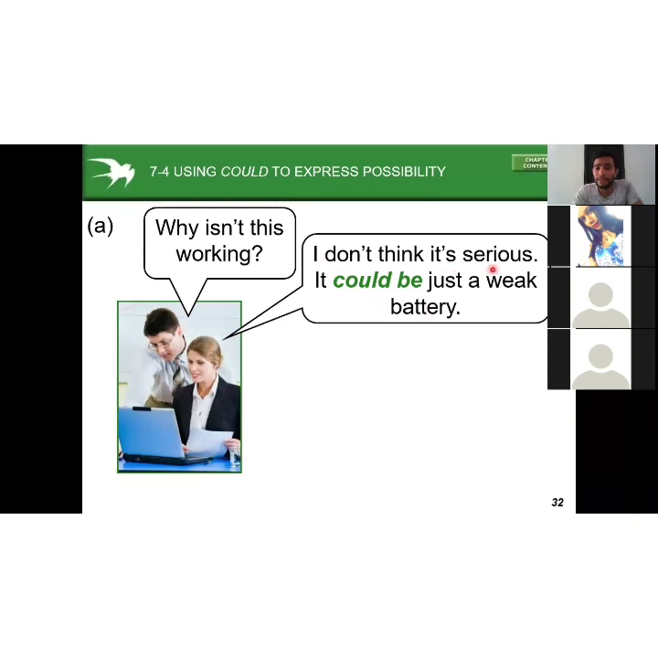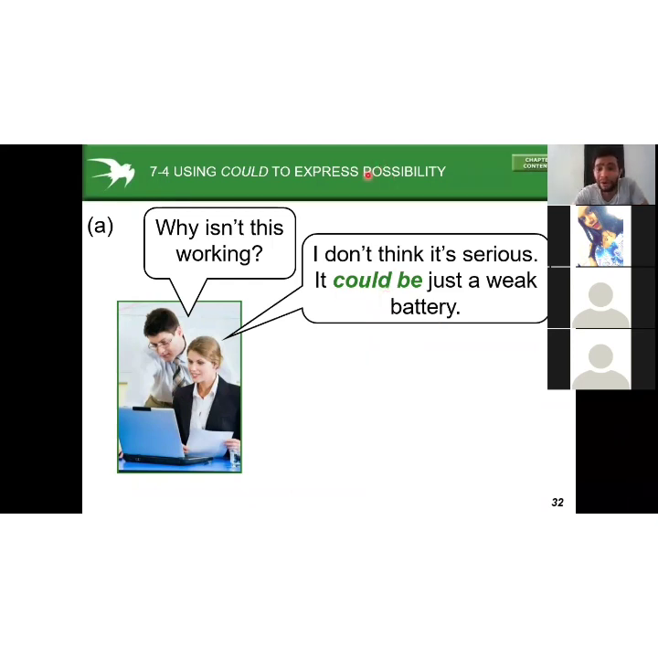I don't think it's serious. No creo que sea serio. It could be just a weak battery. Puede que sea la batería, la batería esté descargada, algo así, right? So take a look. Puede que sea.